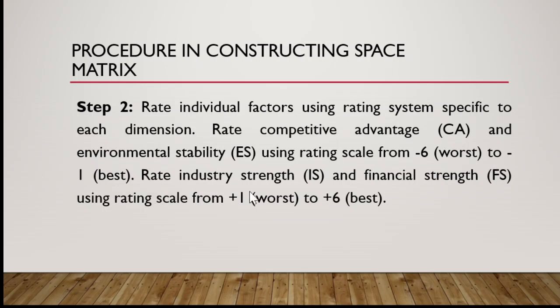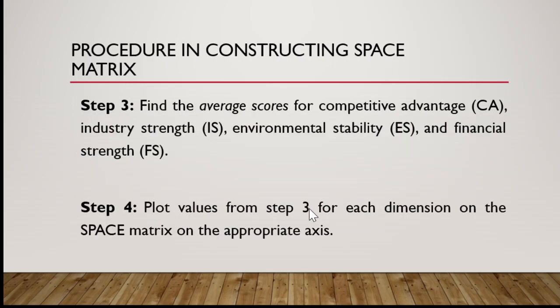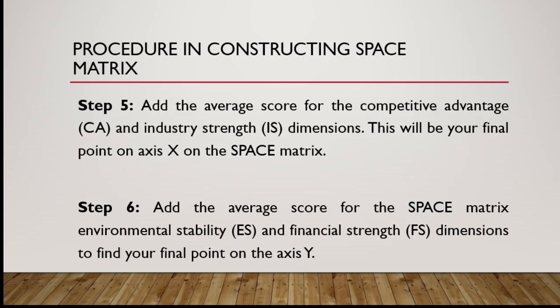While rate industry strength and financial strength naman using a rating scale from positive 1 to positive 6. And then step 3, find the average score for competitive advantage, industry strength, environmental stability, and financial strength. And then plot the values from step 3 for each dimension on the space matrix on the appropriate axis.